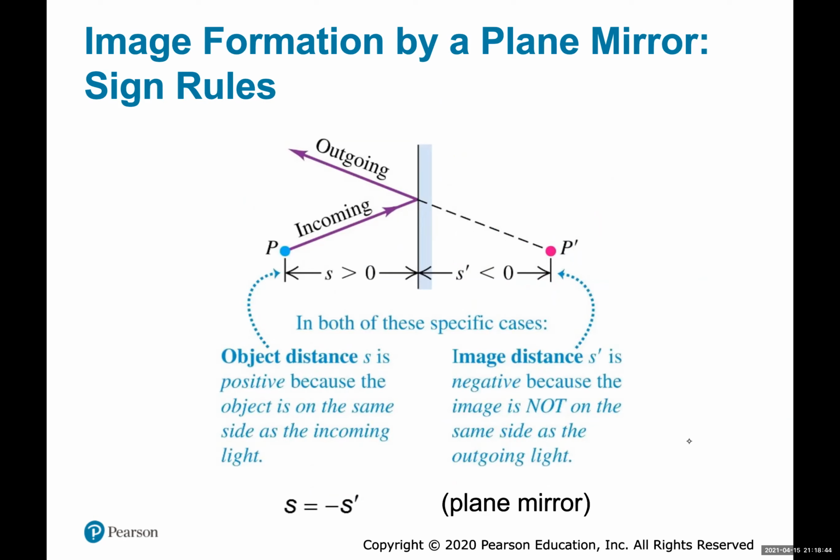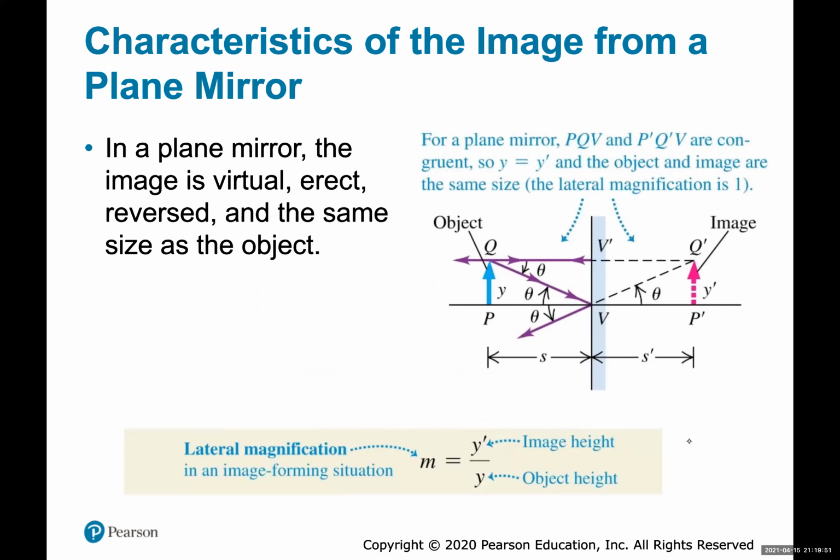Virtual, it is vertically oriented the same, but horizontally reversed. And it is the same size. We could define magnification as the ratio between the image size to the object size. For a plane mirror, the magnification is 1.